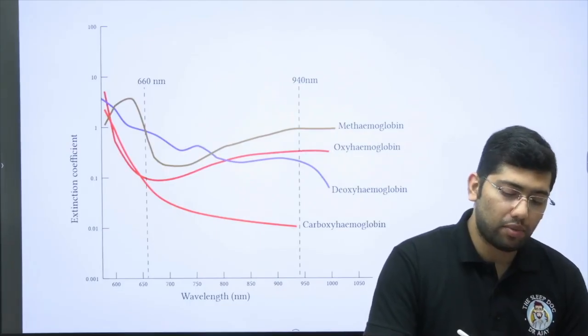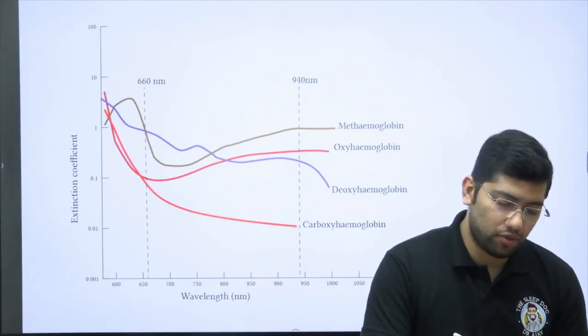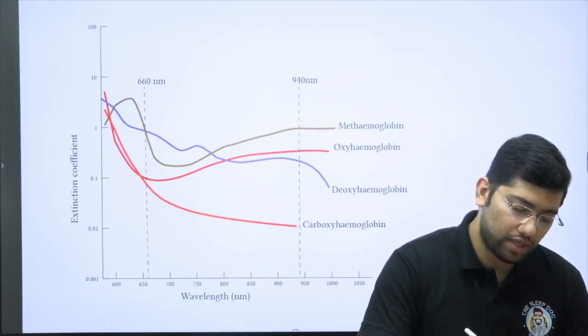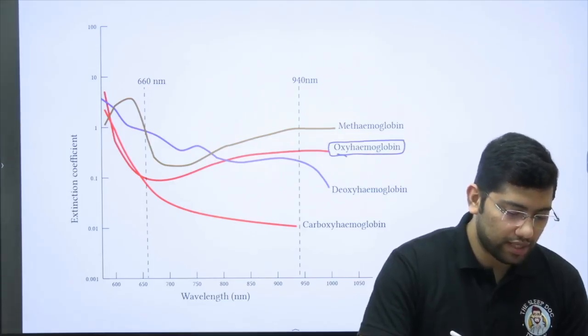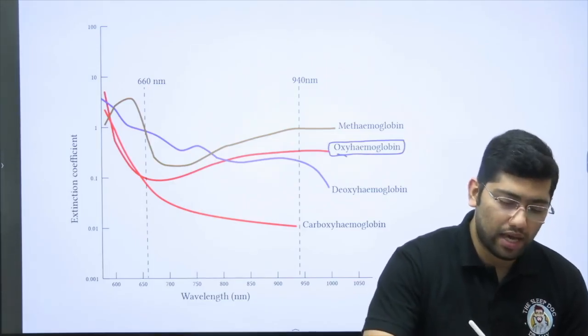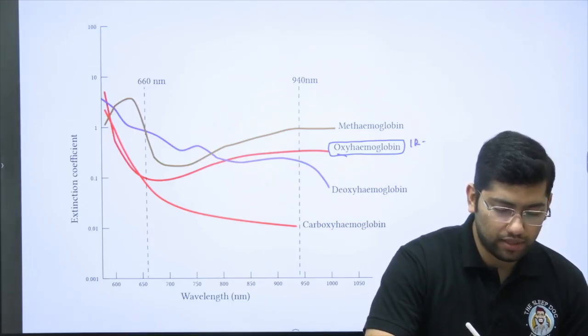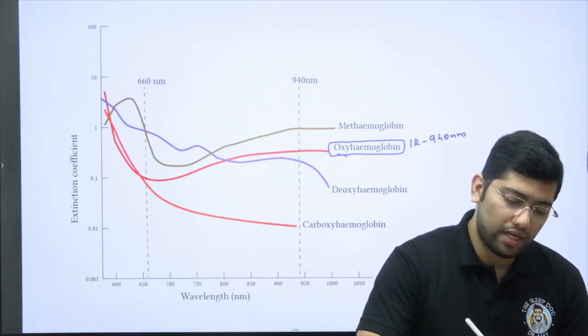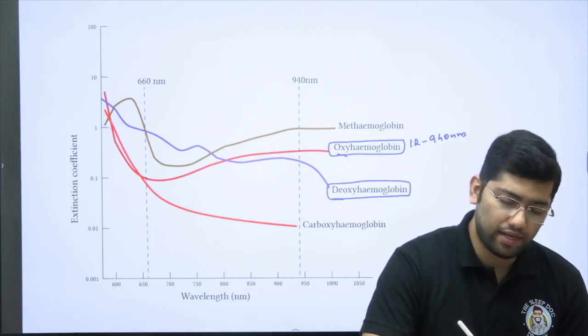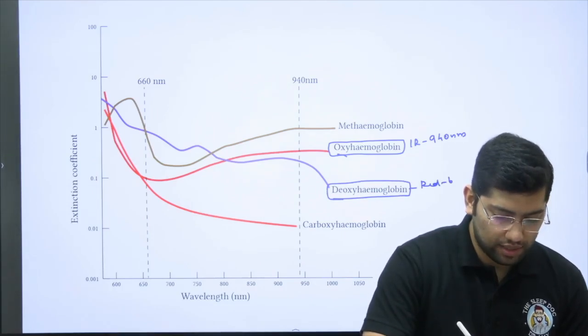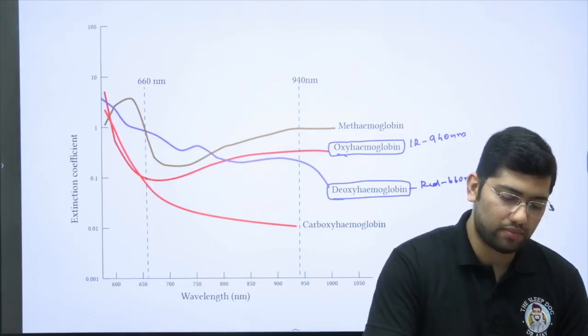So now we discussed various other types of hemoglobin as well. So first one we saw was oxyhemoglobin. So again, revise again, oxyhemoglobin was taking the IR flight 940, right? So infrared at 940 nanometer. And deoxyhemoglobin was walking the red carpet at 660, right? So that is red 660 nanometer.